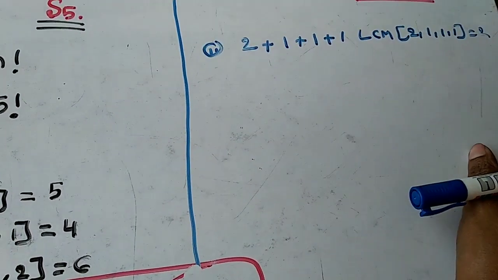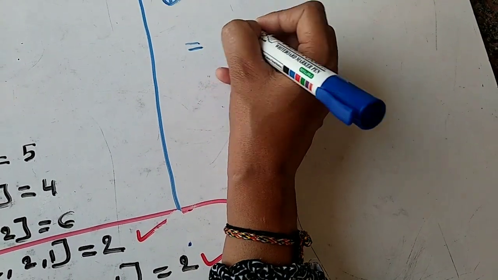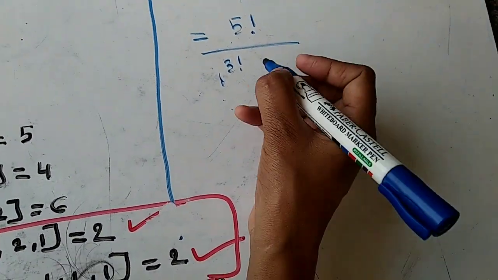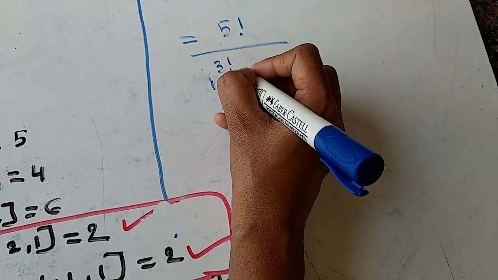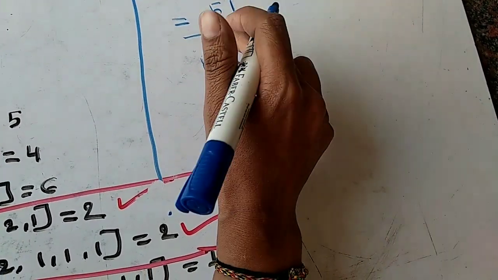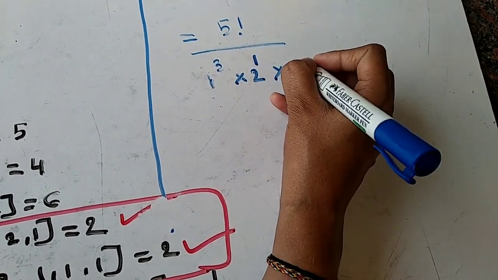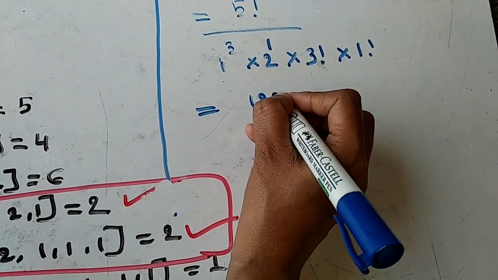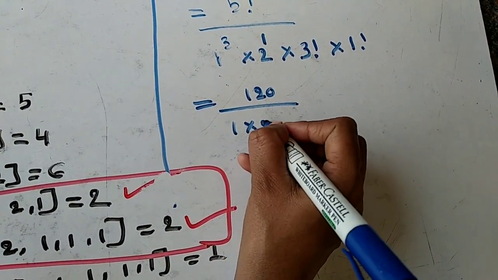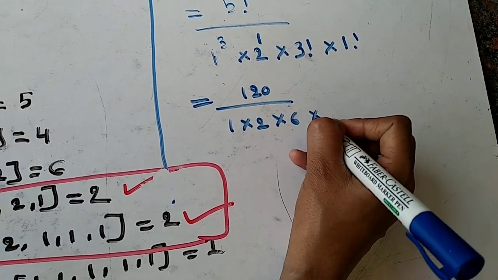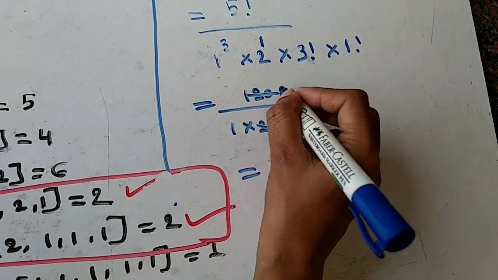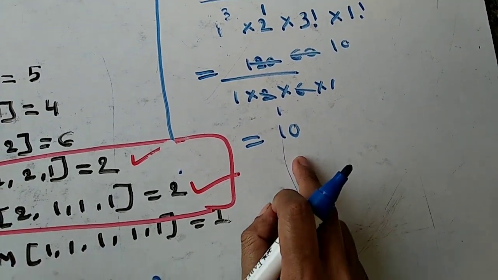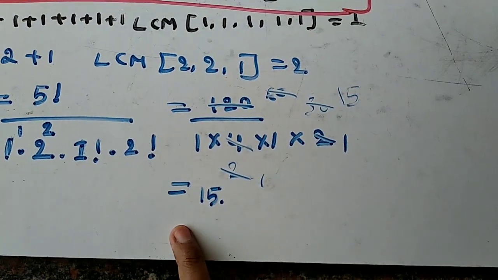2. Okay. So just apply the formula: 5 factorial divided by 1 repeated 3 times. Yes, 1 repeated how many times? 3 times. So next into 2 repeated only 1 time. So 3 factorial into 1 factorial. So 5 factorial gives me 120, 2 raised to 1 is 1, and 3 factorial is 6 and this is 1. So 2 ones are 2 60s, 6 ones are 6 10s. Okay, so here I get 10, here I get 15.